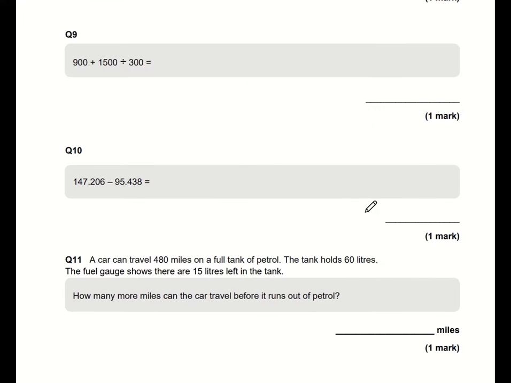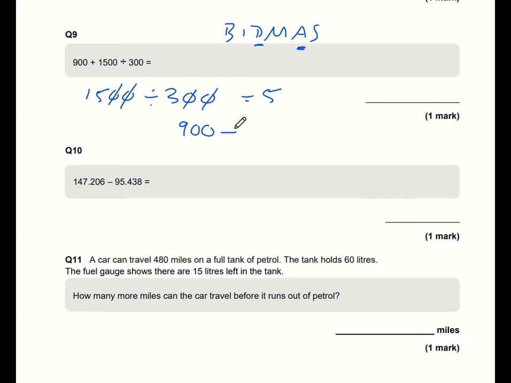Question number 9 is another question on BIDMAS. So what we have here is we have adding and dividing. We need to do the dividing first. 1500 divided by 300, that is the same as 150 divided by 30, which is the same as 15 divided by 3, which is 5. So the question is now 900 plus 5, so 905.